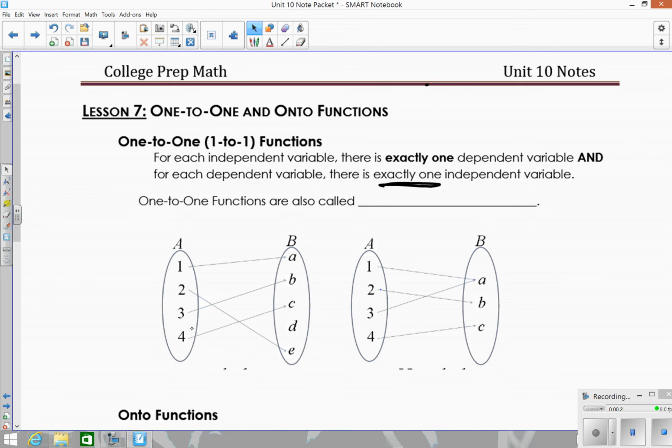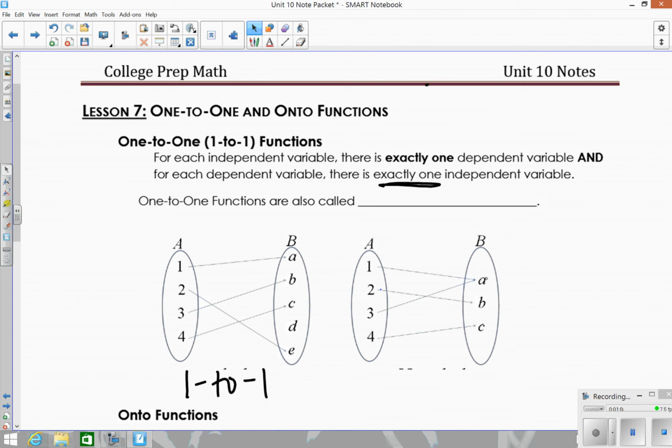If you look at this first example, see how 1 is going to exactly one element in B, and A has exactly one thing coming from it, and 2 goes to exactly one thing, and E only has one thing coming to it. So basically each one of these elements is only going to one thing, which makes it a function. But then over on this side, each dependent variable only has one independent variable coming from it. So it's called one-to-one because each thing is going to exactly one thing. So this one is an example of a one-to-one function.